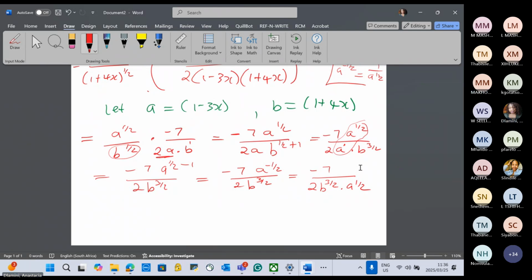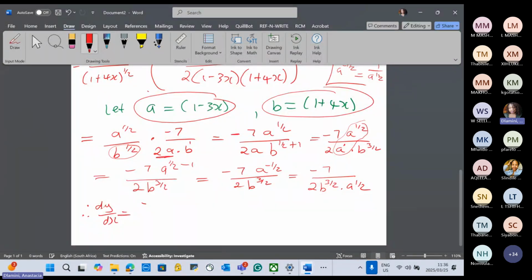So now, because we said A is this, B is that, we go and substitute. Therefore dy over dx is equal to minus 7 over 2, what is B? B is 1 plus 4x to the power of 3 over 2, times A, what is A? 1 minus 3x to the power of 1 over 2. So that's the answer in the study guide.